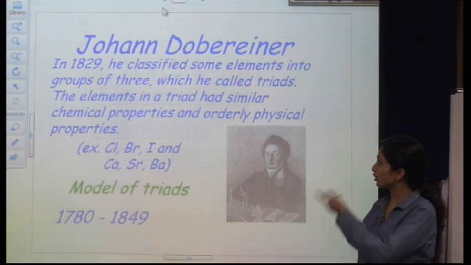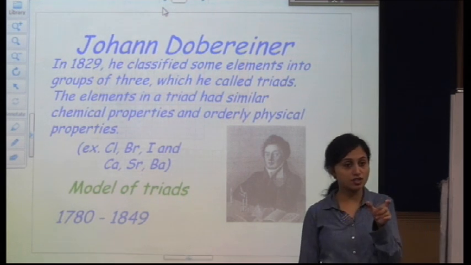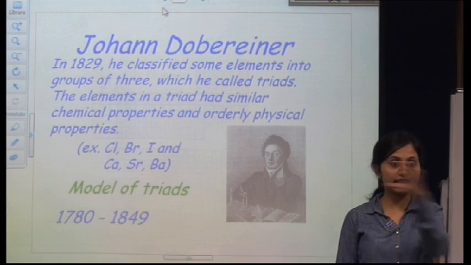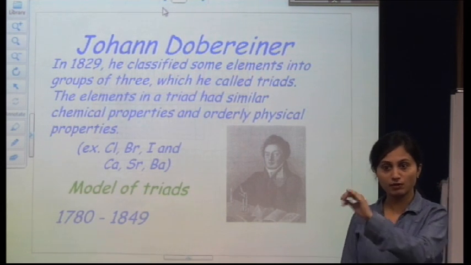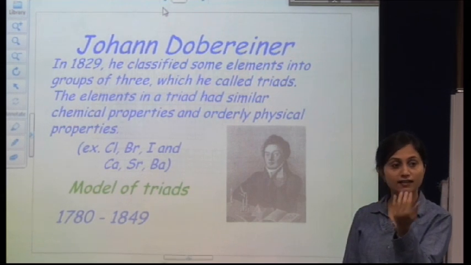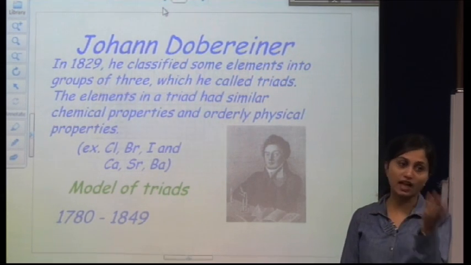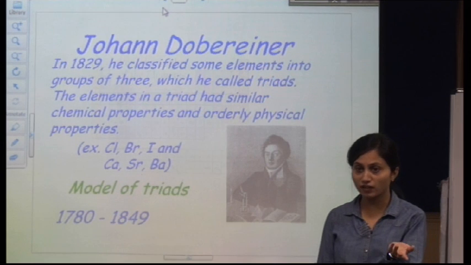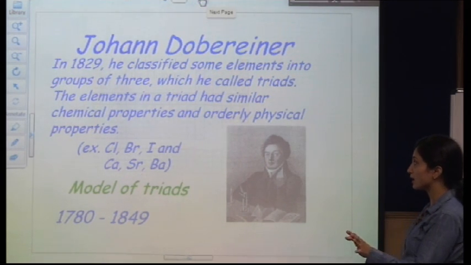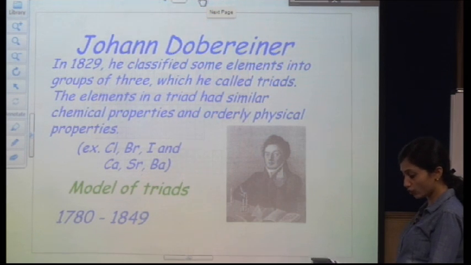In 1829, Dobereiner gave his triads. His triad was like A, B, C elements put together. Three elements were put together, in which the central one had the average atomic weight of the other two. This is something that you have done even in your last class, right? So not going into the details of that, we'll just quickly jot down the years one by one.